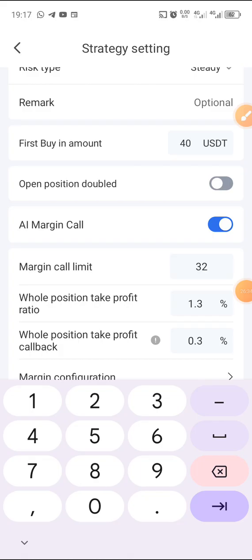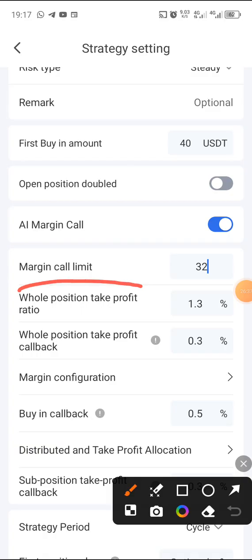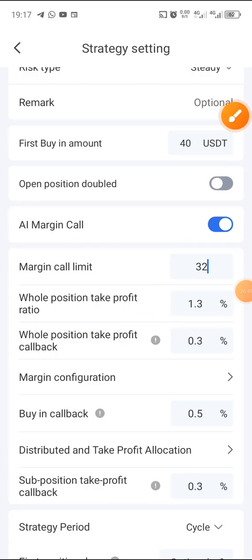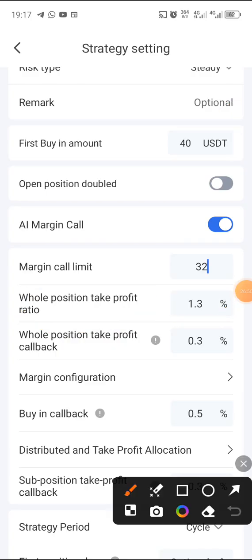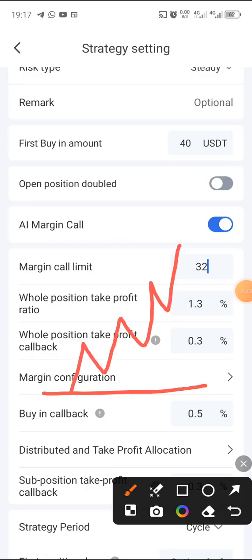Now we come here, whole position take profit. What does it mean? When you enter the market at this price, let's assume the market has just gone up. Of what percentage do you want your robot to sell? It's what we call the whole position take profit ratio.